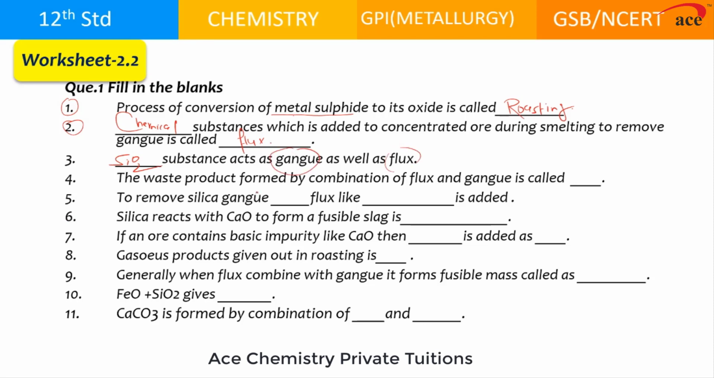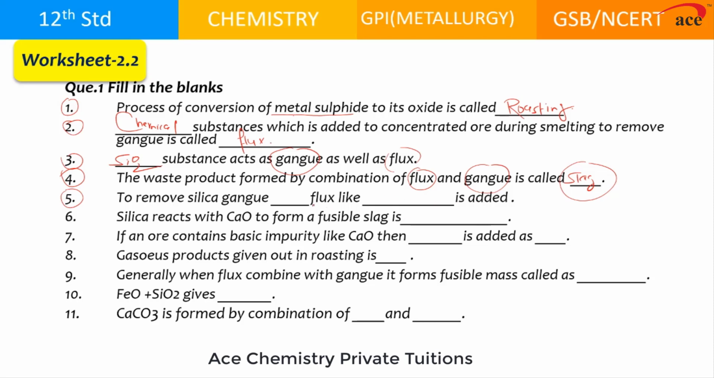Silica can act as gangue as well as what? Flux. Very important point. Next question, the fourth one: the waste product formed by combination of flux and gangue. Any idea what it is called? Yes, it is called easily fusible mass, which in the scientific language we say as what? Slag.